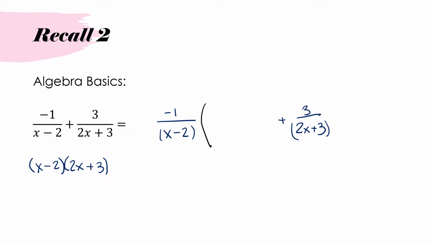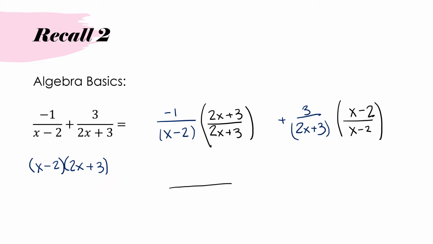So if we had -1, that fraction is missing the 2x plus 3, so we'd multiply it into the bottom to make the common denominator, but we don't want to change the value. We want to keep it equivalent, so we multiply it in the top. And same with the second fraction, we need the x minus 2 multiplied in, bottom and top. Okay, what did this do for us? It's going to make a big statement over the common denominator.